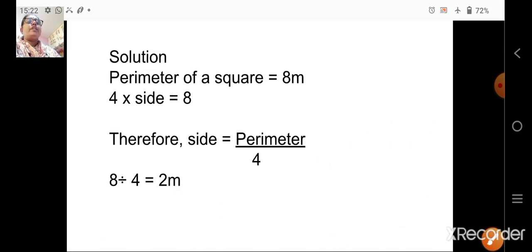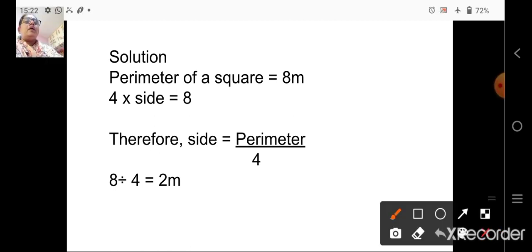Just see the solution in this slide. The perimeter of a square is given, that is 8 meter. Perimeter is nothing but 4 into side. So to find the side, we divide the perimeter, that is 8 divided by 4, which is 2 meters. So each side of the square measures 2 meters.